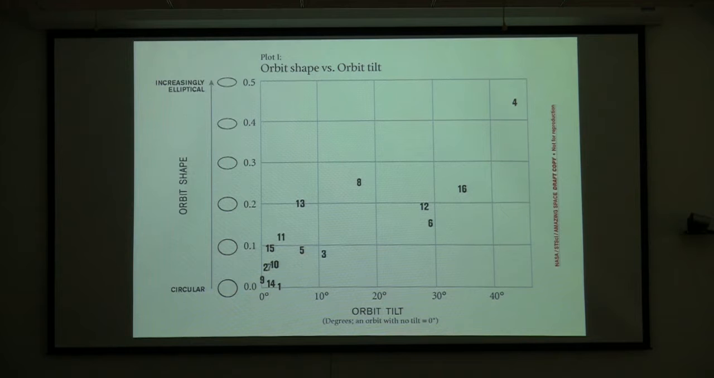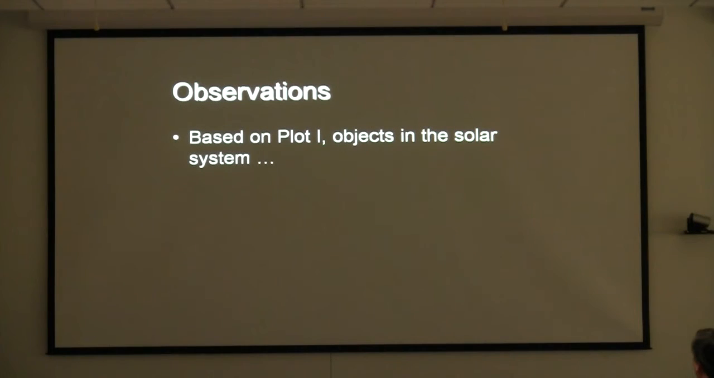So what do you think we're going to say here in our observations? Based on plot I, who would like to finish this one off? I haven't talked to this table here. She volunteers. Based on plot I, objects in the solar system have a wider range of positive correlation. There's a positive correlation, but it's got a wide range between orbit shape and orbit tilt.